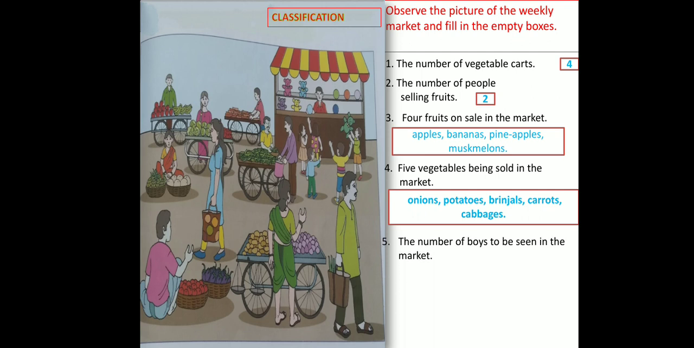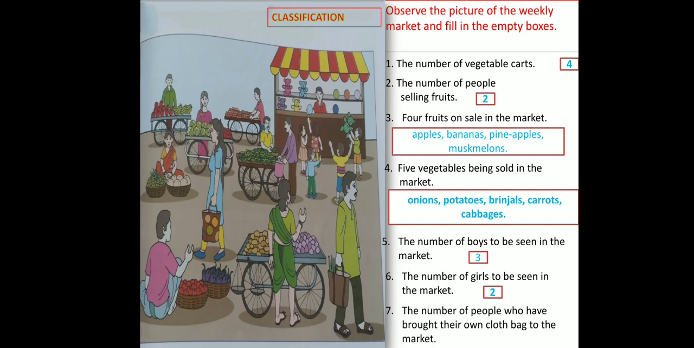The fifth question, the number of boys to be seen in the market. So you can count them. There are how many boys? Well, yes, there are 3 boys in the market. The next question, the number of girls to be seen in the market. There are 2 girls in the market.